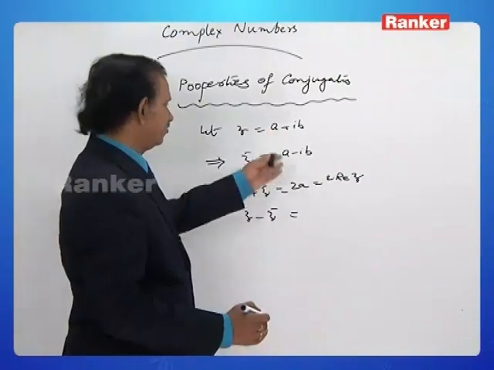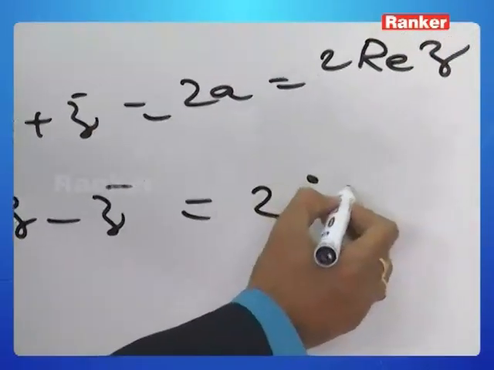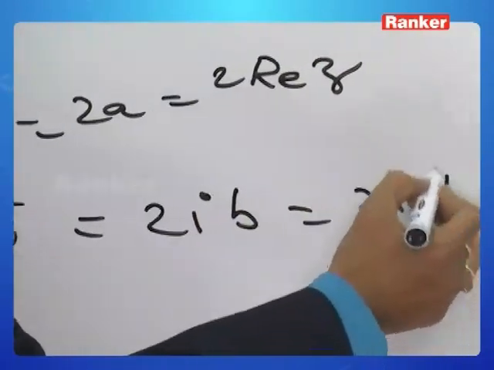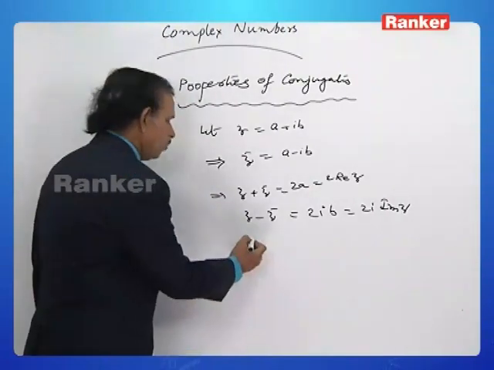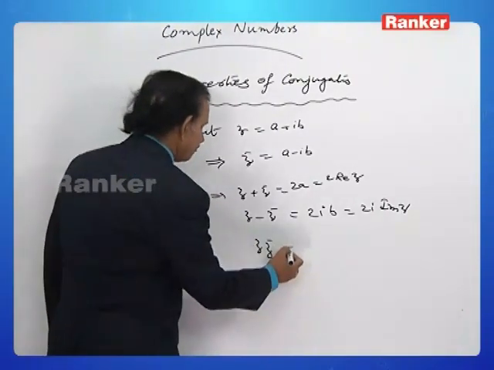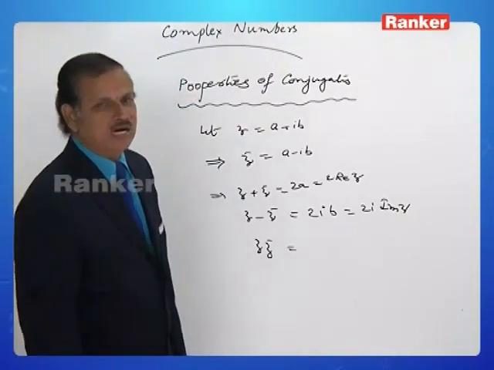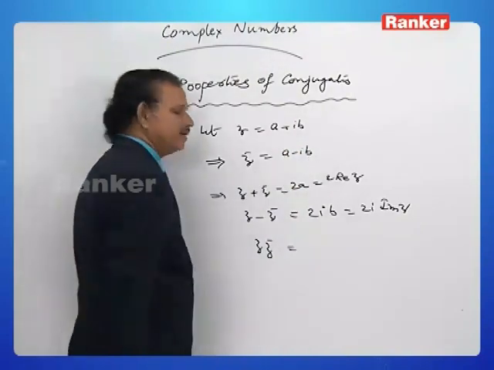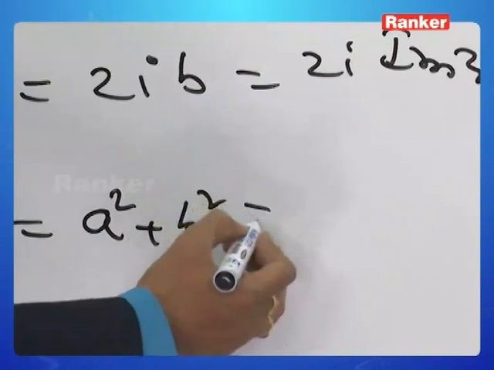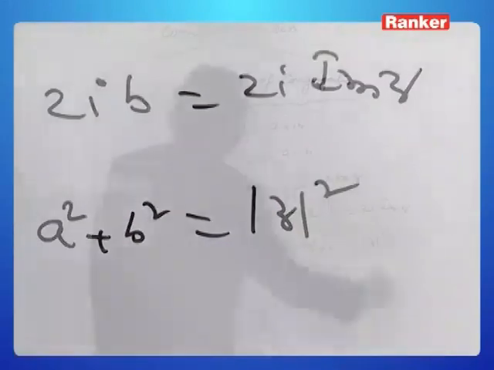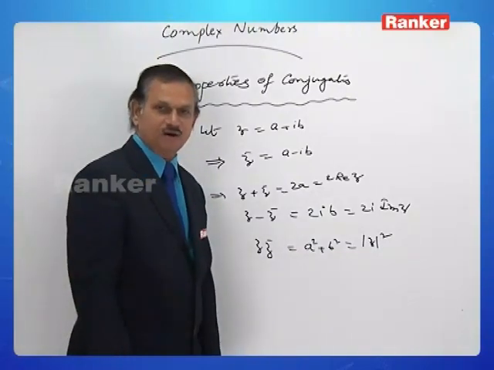The a and a cancel. ib plus ib is 2ib. So it is nothing but 2i into b, that is 2i into the imaginary part of z. What is z z bar? It is a plus ib into a minus ib. What can it be? It is nothing but a square plus b square, and that again can be taken as mod z square. So z z bar is mod z square.